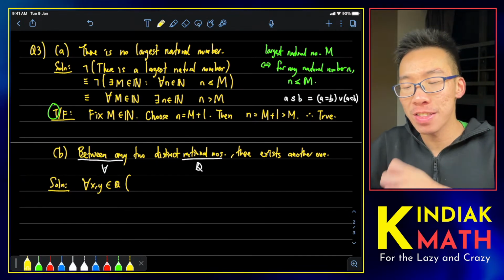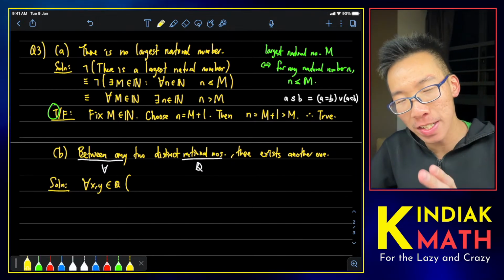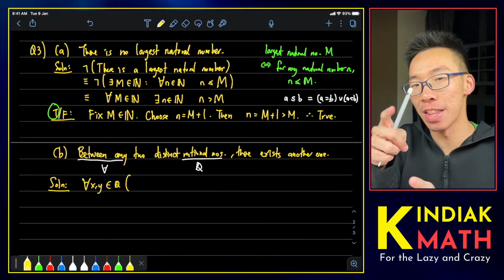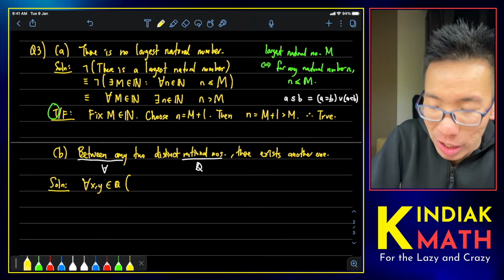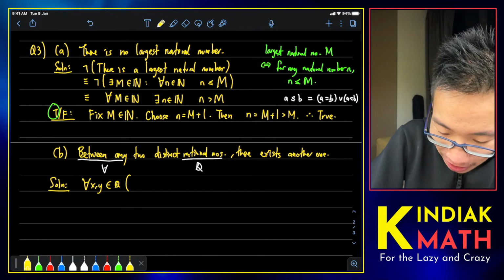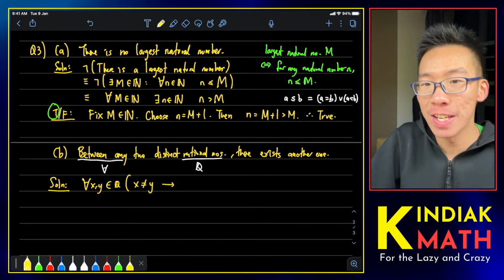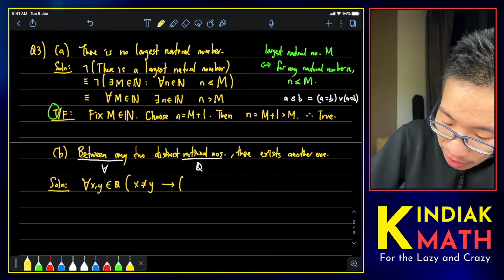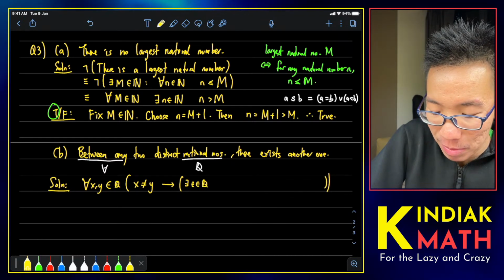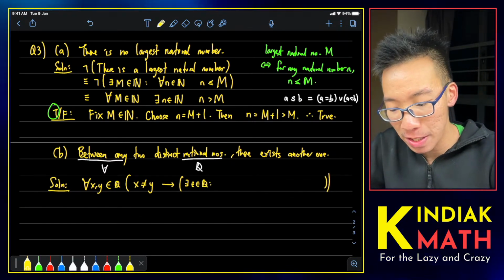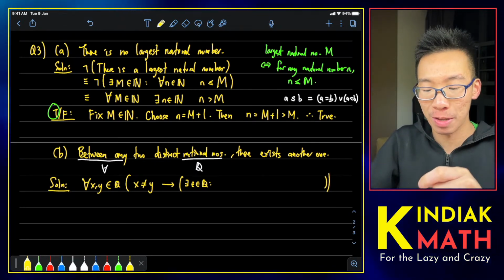Well, if they are the same, no one cares. But if they are distinct, we want there to be another rational number in between them. So, we're going to use the implication in this case. Right? x not equal to y will imply that there is another one. Well, there is another rational number. With what property? That lies between the two distinct rational numbers.